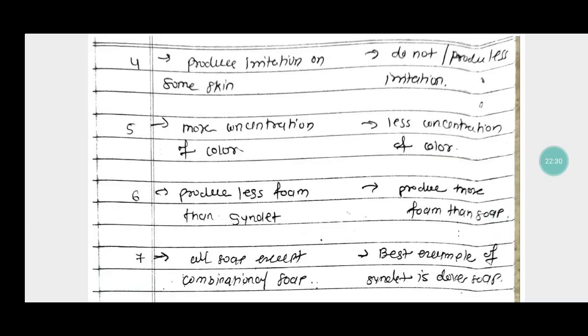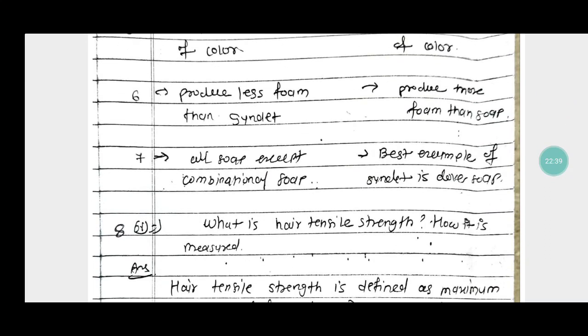Scented soap does not produce irritation on the skin. Soap has more concentration of the color, scented soap less concentration of the color. Soap produces less foam than scented soap, and scented soap produces more foam than soap. Also known as combination soap. The best example of scented soap is Dove soap.